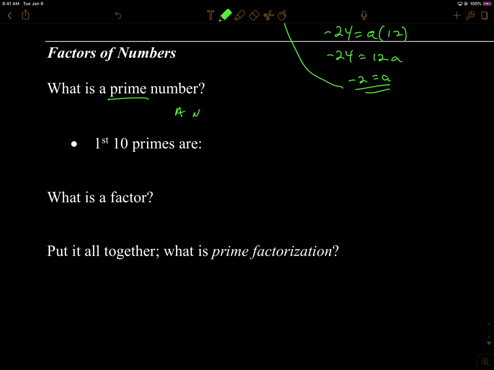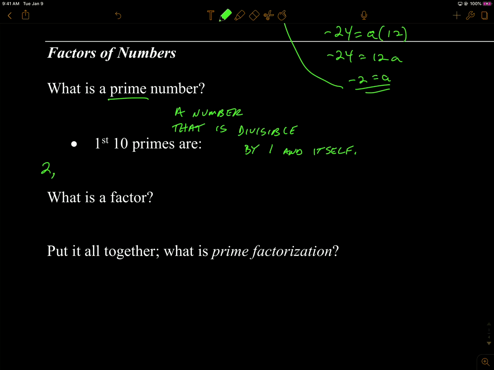A number that is divisible by 1 and itself. Those are the only two numbers that can divide into it. And that number has to be bigger than 1. So 1 doesn't count as a prime number. So we're going to start with 2.